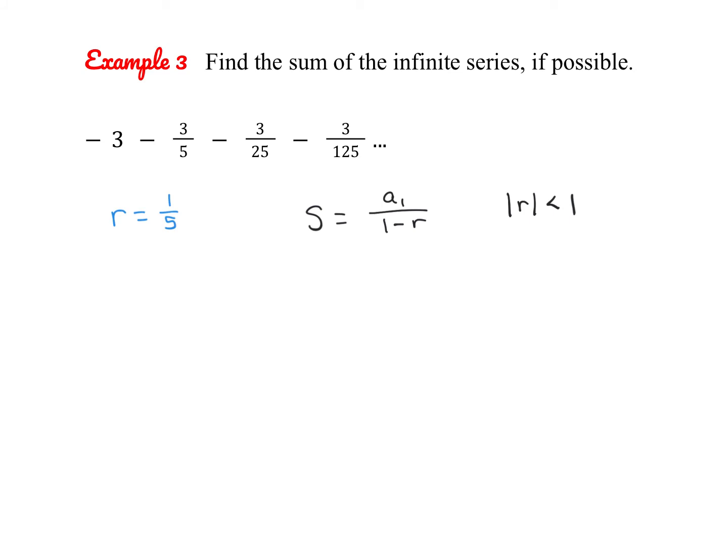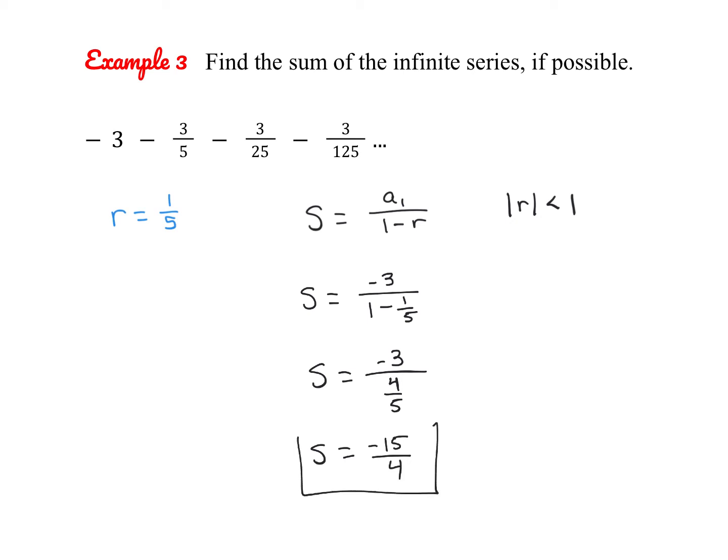So when we have something like this, we actually can find this sum. So we're going to plug in the information we know. Our first term is -3, and then we do over 1 minus 1/5. We can actually keep our answer as a fraction. So we have -3 over 4/5. So the sum is just going to be -15/4.